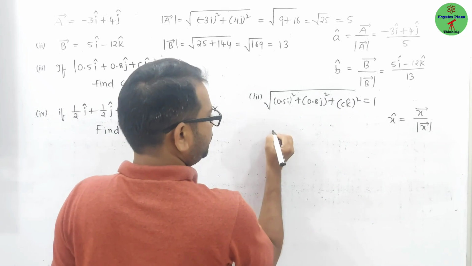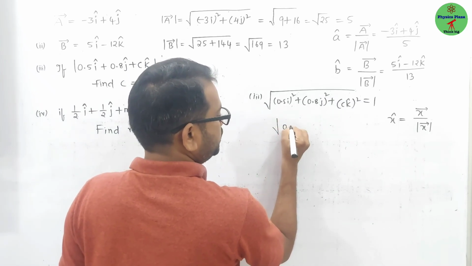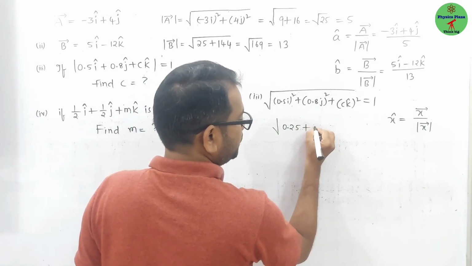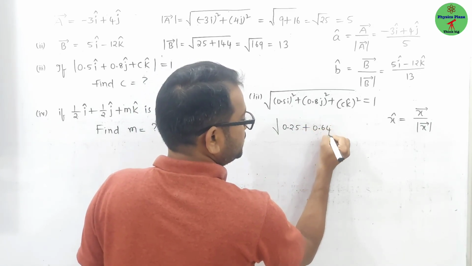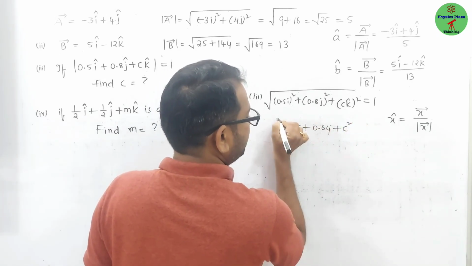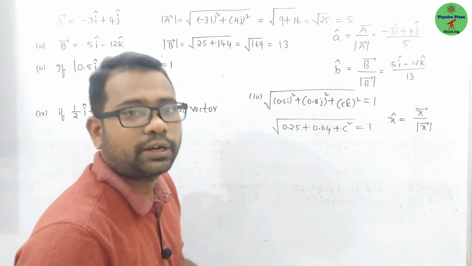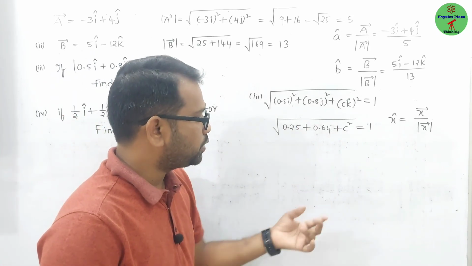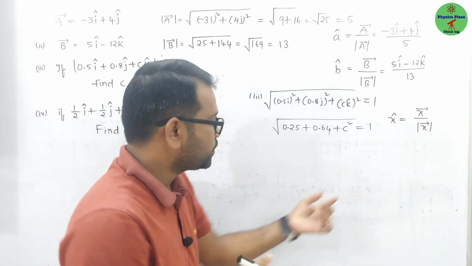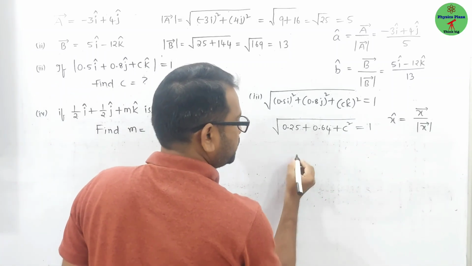Now this will become 0.5 square, which means 0.25, i square value is 1 only, plus 0.8 square, which means 0.64, j square value is 1, and this is c square, k square value is 1. Now it is equal to 1, children. Now square on both sides. If you do the squaring, this square root will get cancelled and 1 square is 1 only. So children, here this is going to be 0.25 plus 0.64 is how much?